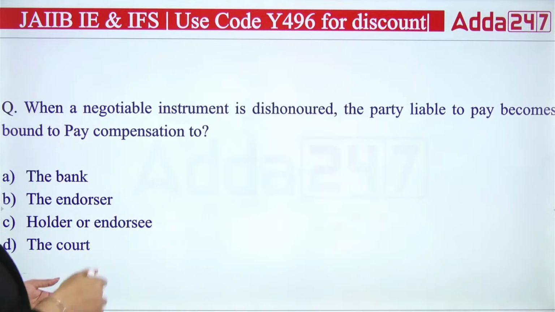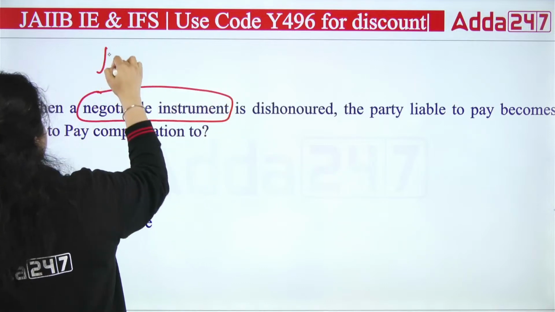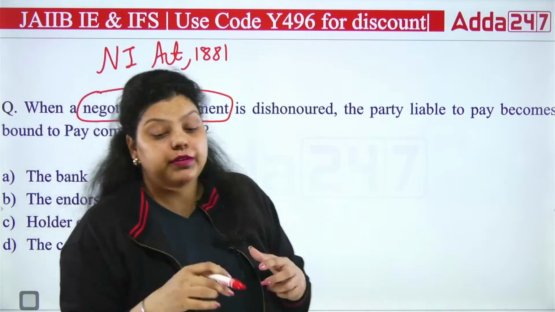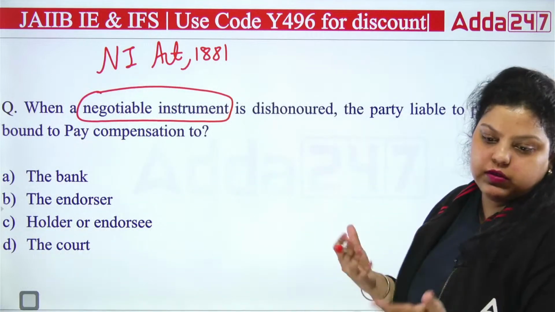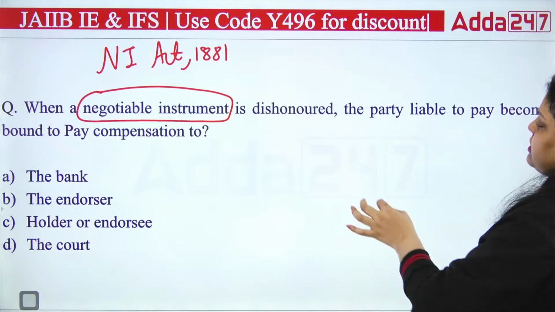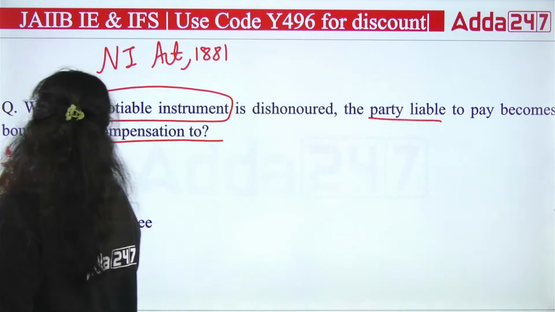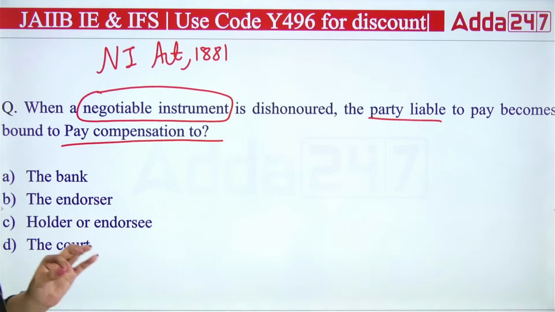Next question. When a negotiable instrument is dishonored, the party liable to pay becomes bound to pay compensation to whom? First of all, the Negotiable Instruments Act was introduced in 1881, and a negotiable instrument is an instrument which can be transferred, which can be negotiated between the parties. The options are: the bank, the endorser, the holder or endorsee, or the court. To whom should compensation be given? A, B, C or D?